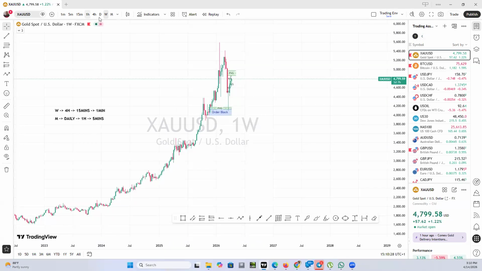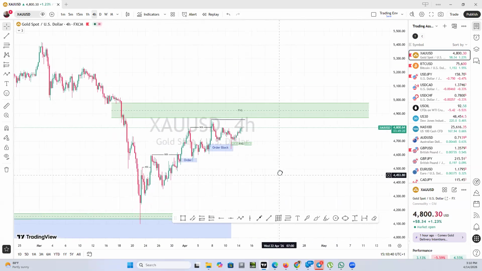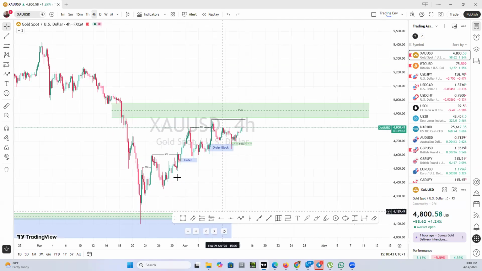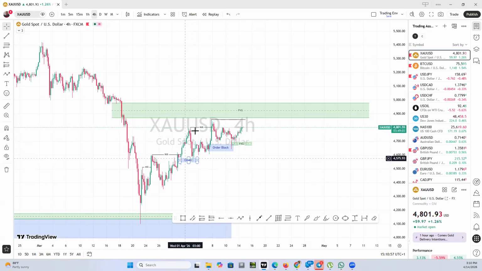So let me start from weekly. As you can see, we have this order block. From there, that's when price tapped in. So let's go to 4 hour. From 4 hour, that's when I mark my market structure. From here, as you can see, we got change of character, which is market structure shift for me. Then we got this break of structure. Then we got another break of structure, which price came back and tapped into this order block and started moving.